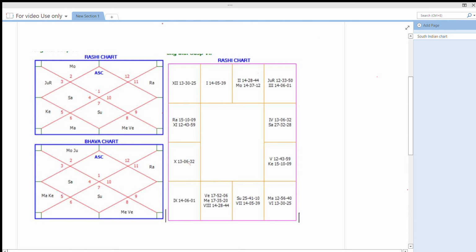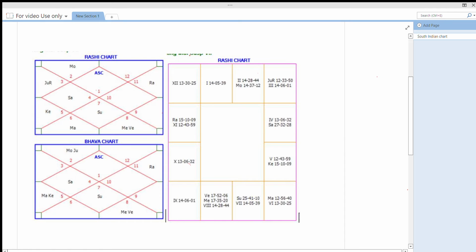I'm making this video on the difference between the North Indian and the South Indian chart in reference to learning KP astrology, because North Indian people are very comfortable with the North style chart and it is difficult for them to look at the South Indian chart. But when it comes to learning KP astrology, it is better to look at the South style chart.